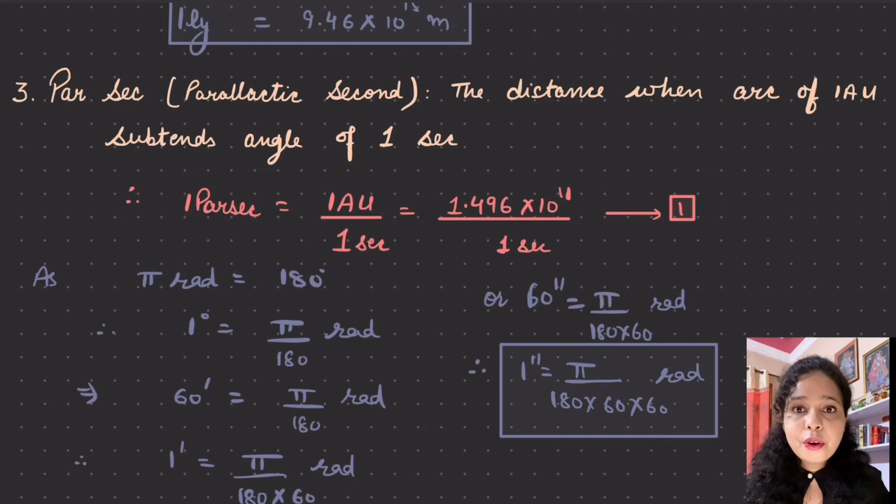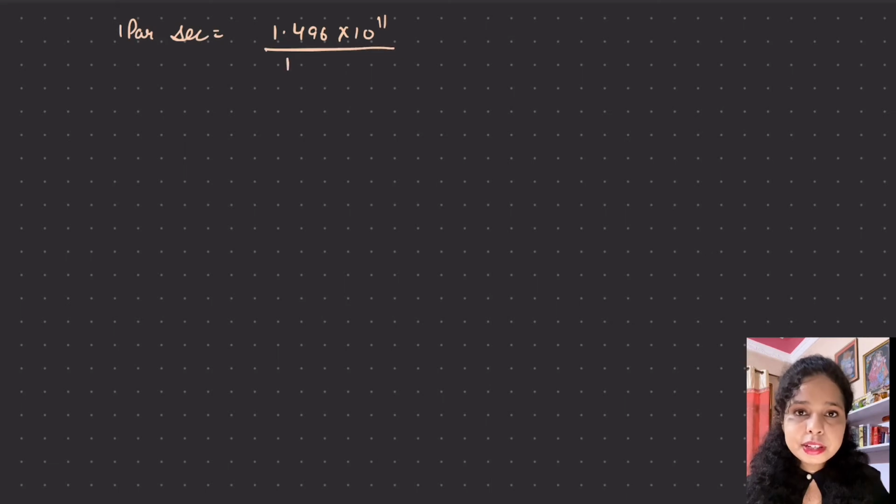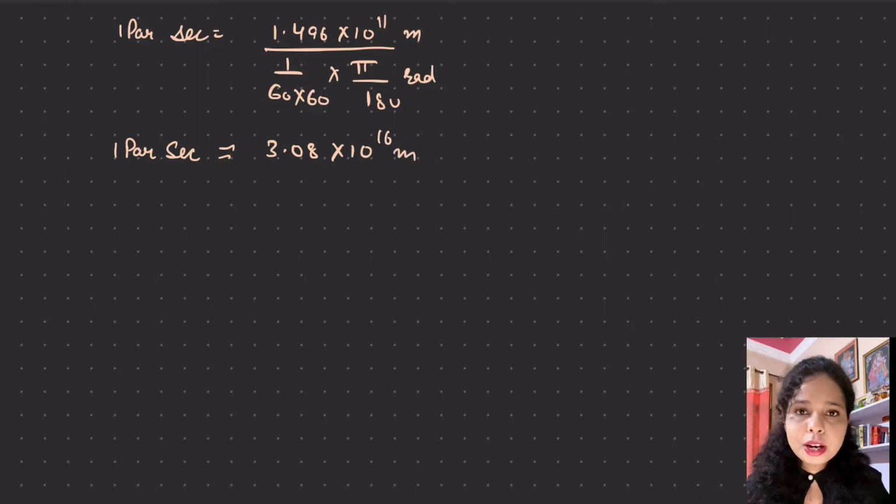So substituting all this value, we are left with 1 parsec is equal to 1.496 into 10 raised to power 11 divided by 1 by 60 into pi upon 180 radian. So solving this equation, we will get 1 parsec is nearly equal to 3.08 into 10 raised to power 16 meter, or I can say it is nearly equal to 3.1 into 10 raised to power 16 meter. So this is the value of 1 parsec.